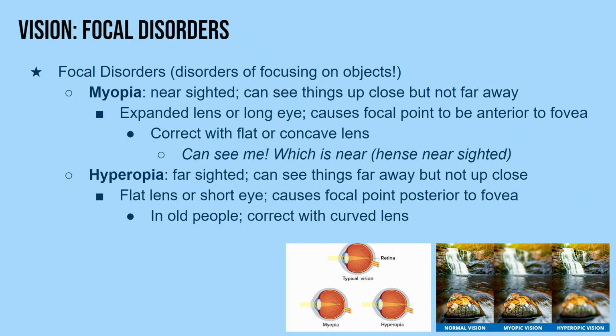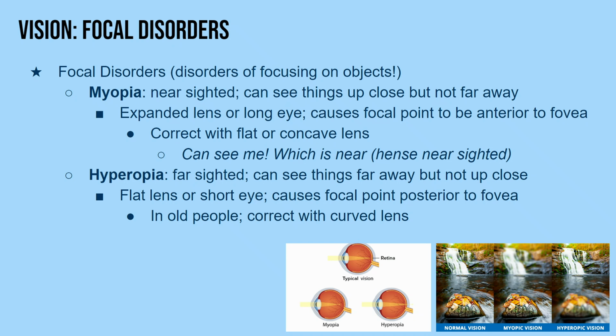So if you look at the image down there, you can see that the light is focusing in front of where the rods and cones are. So your lens isn't bending the light in the right way to hit directly on the rods and cones. It's focusing the light in front of the rods and cones.